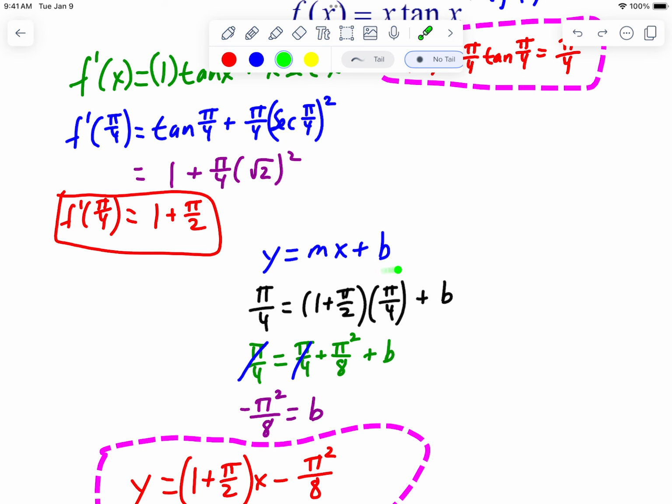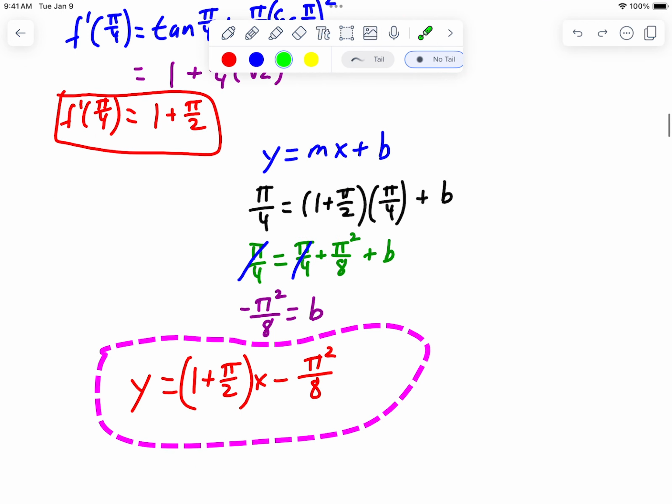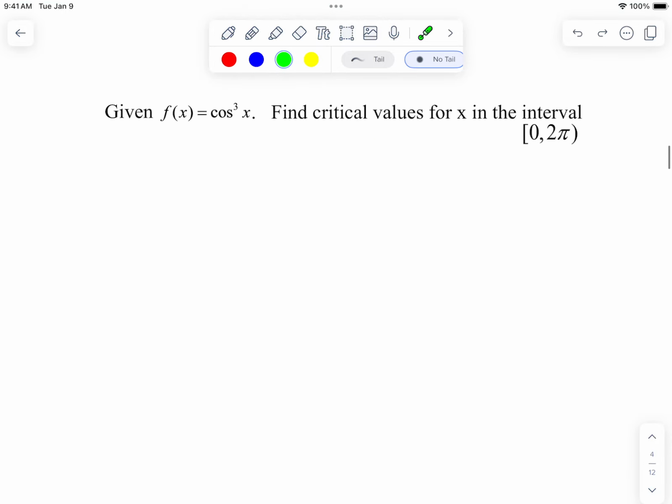Now, moving on to my slope-intercept form, y equals mx plus b, plug in the point and the slope and solve for our b value. So I can plug in the point, pi fourths. I can plug in my slope, do a little bit of arithmetic. I get these great numbers. I end up with b equals negative pi squared over 8. And then I rewrite my slope-intercept form. Any questions? Okay, great. Moving on. Let's do the next one.